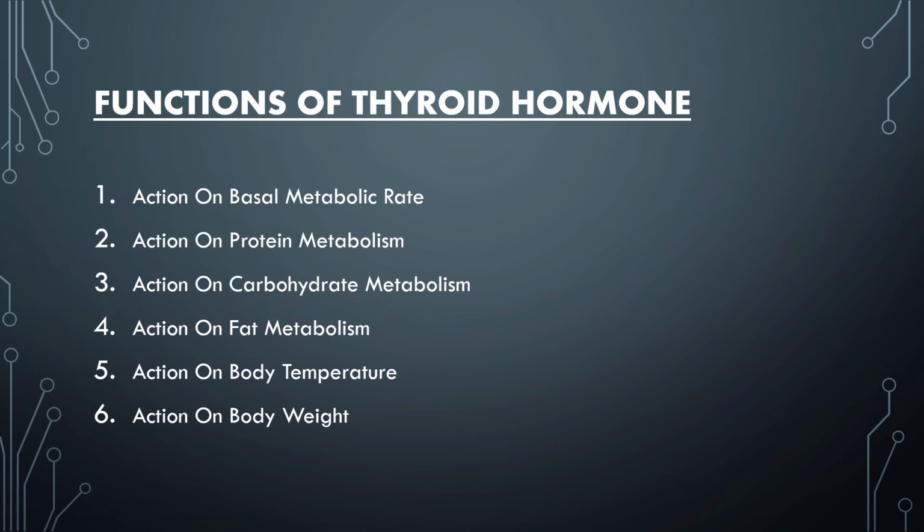The major function is on BMR. Actions on BMR or the basal metabolic rate, on protein metabolism, on carbohydrate and fat metabolism, and next on the body temperature and the body weight. Thyroxine increases the metabolic activities in most of the body tissues, except in the brain, retina, and some other parts. It increases the BMR by increasing the oxygen consumption of the tissues, right? If the thyroid hormone concentration increases, BMR increases. Clear?